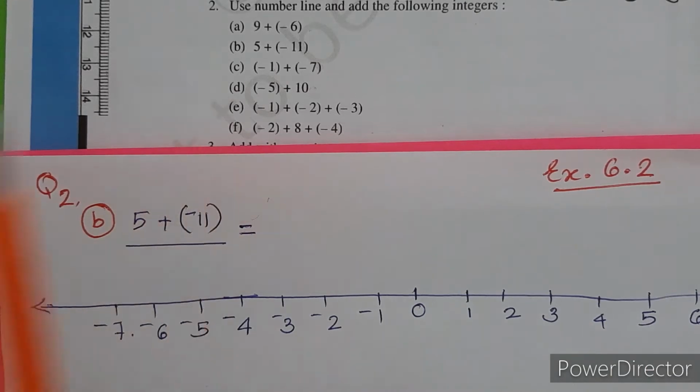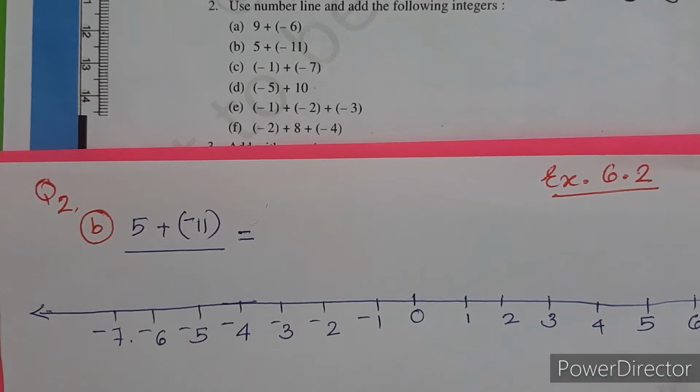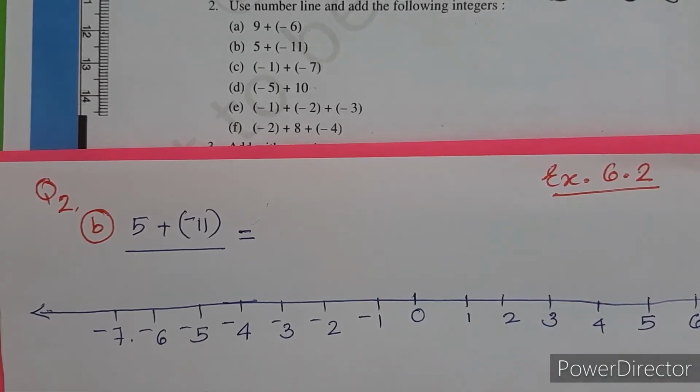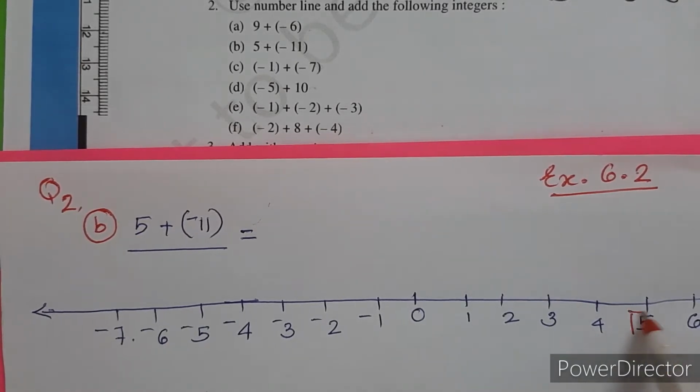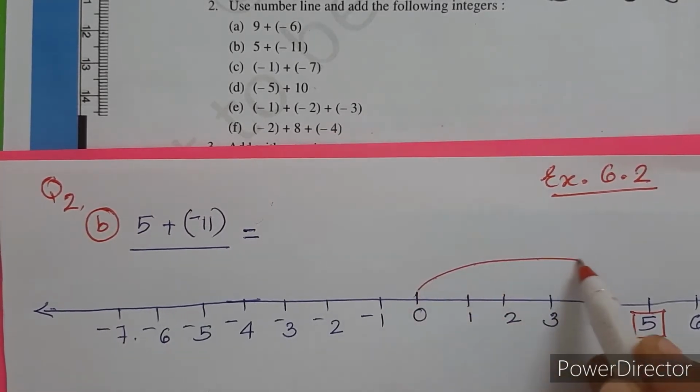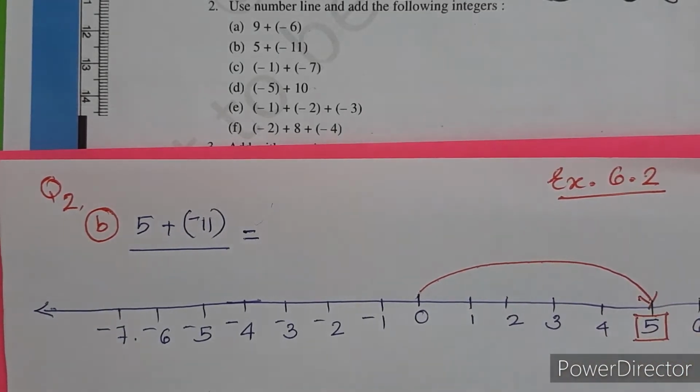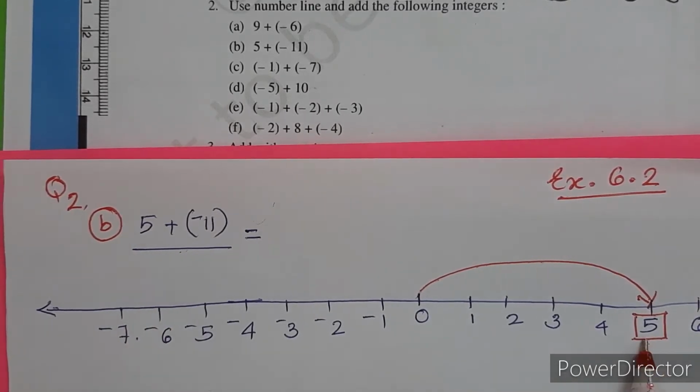Now B part. The question is 5 plus minus 11. It is the same as the A part, so let us go to the number line. We have already drawn a number line here. The first number is 5. In 5 plus minus 11, first of all we plot 5. Here we can see the 5, from 0 to 5. This is the starting point of this integer addition, so we reach 5.